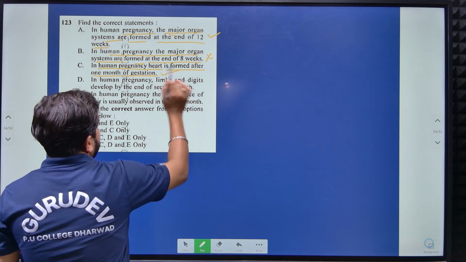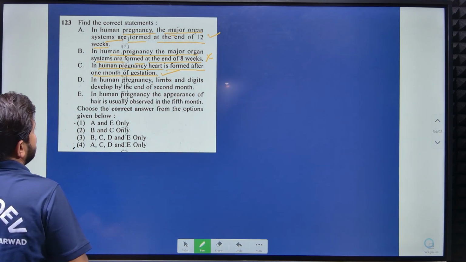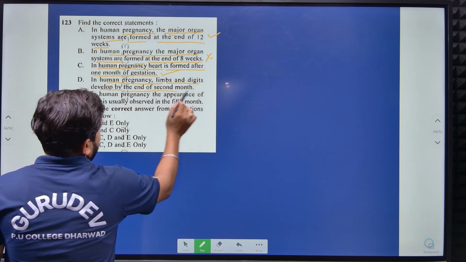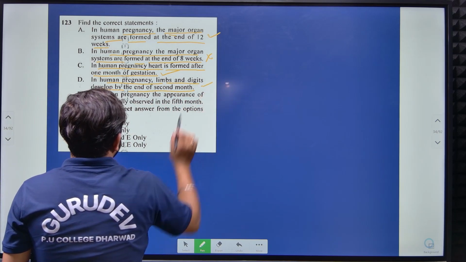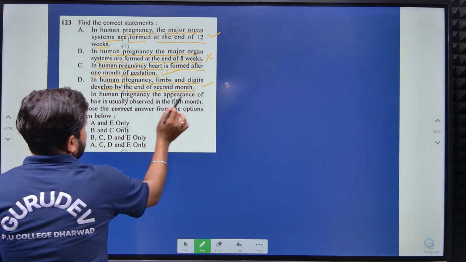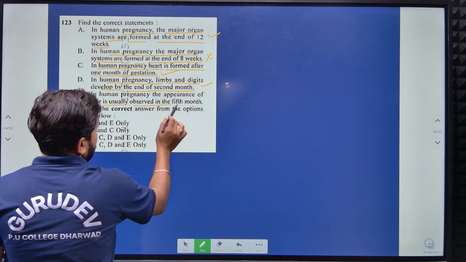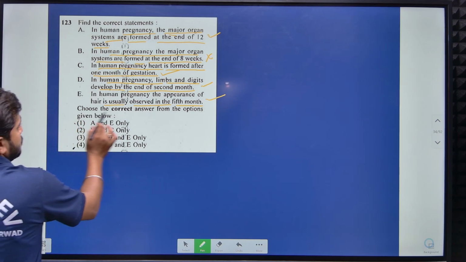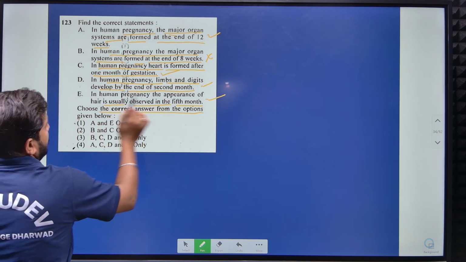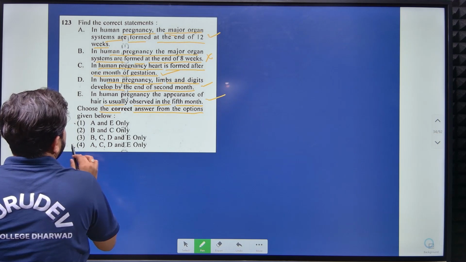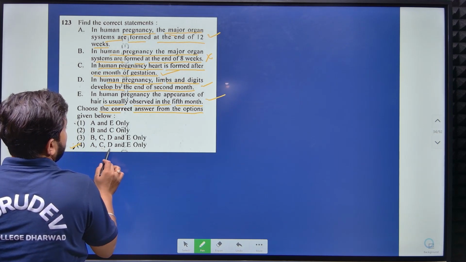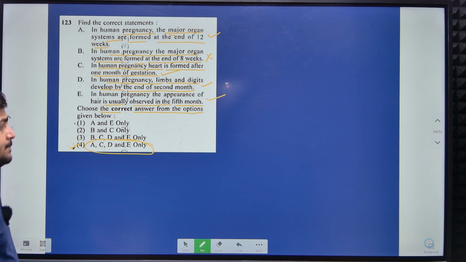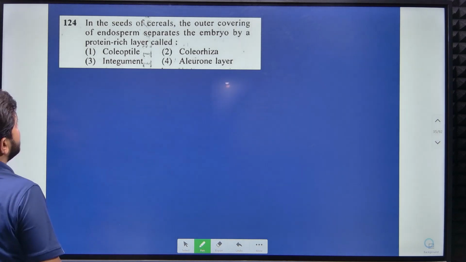So here, option C is correct. In human pregnancy, the limbs and digits develop by the end of the 2nd month. Yes, that is even correct. Then in human pregnancy, the appearance of hair is usually observed in the 5th month. Yes, that even can be seen. So according to this, choose the correct answer from the options below. The correct ones here are A, then C, then D and E, right? So that is option 4, which is correct here. Then moving on to the next.